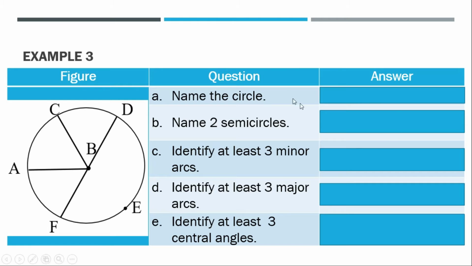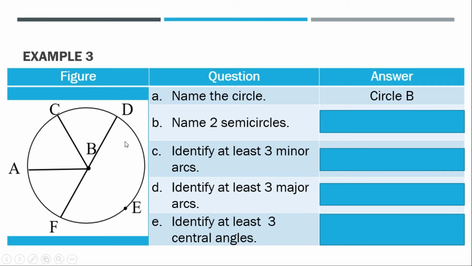The first question is, let's name the circle. Siyempre, unang-una dyan, pangalanan muna natin kung ano pa pangalan ng ating figure na circle. So, it is circle B. Okay. The figure is named as circle B. Next is, let's name 2 semicircles or let's identify 2 semicircles. Since the endpoints of a semicircle are the points of the diameter, mag-focus lang tayo dito sa diameter ng ating circle. So we have line segment DF. So yun yung diameter natin.